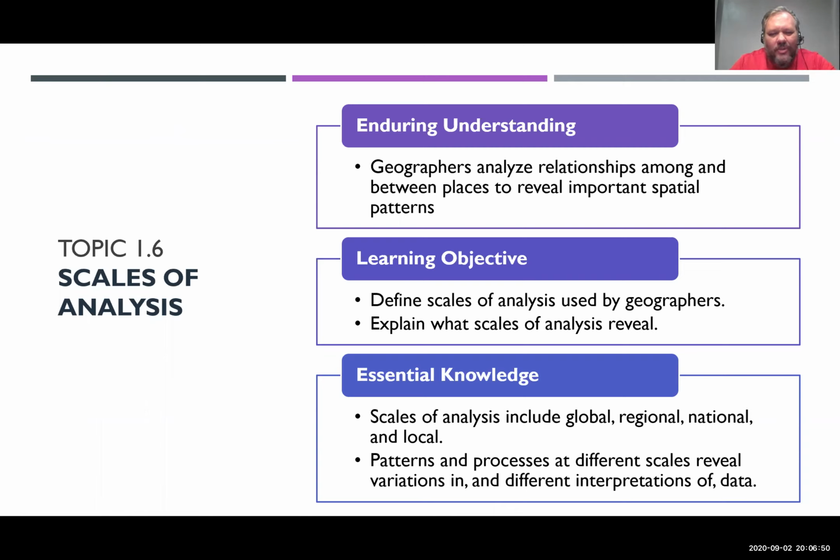And so we've talked about scale a little bit already, and we're going to distinguish between a map scale and scales of analysis. Those are two very different things, and it's going to be critical for you to be able to understand the difference. All right. And so the scales of analysis down here, we're going to have four different types: global, regional, national, and local. And we're going to look at how the scale that we look at determines the information that we see and how it can actually cause the picture that we're looking at to change, our understanding of it to change.